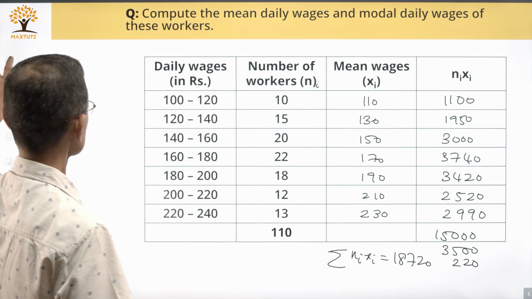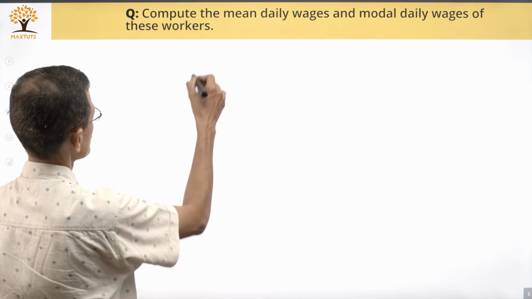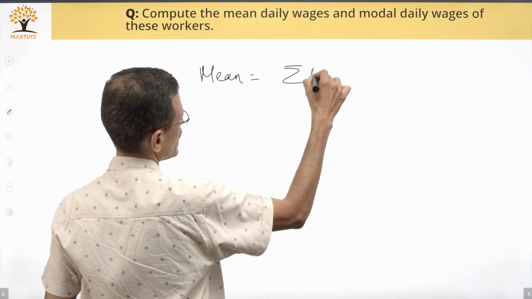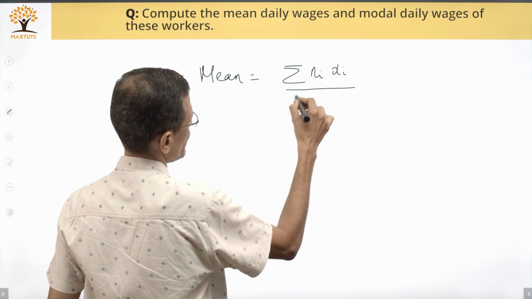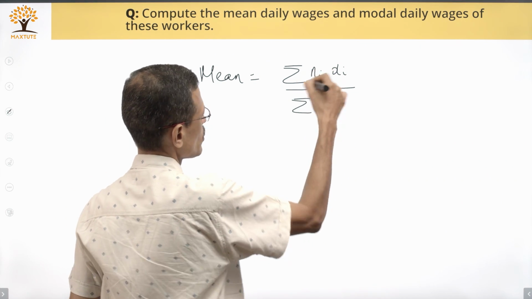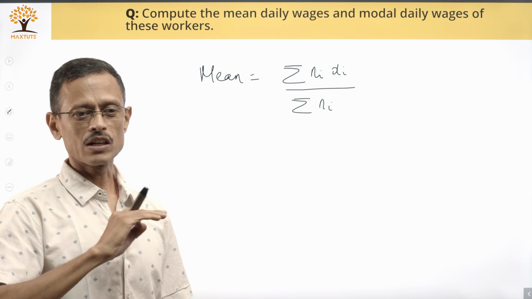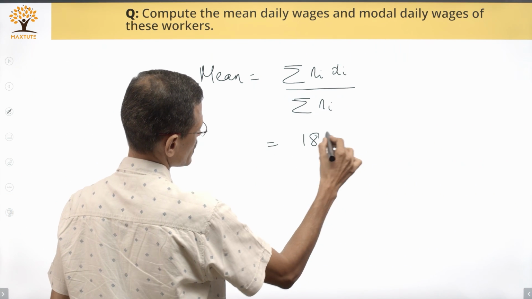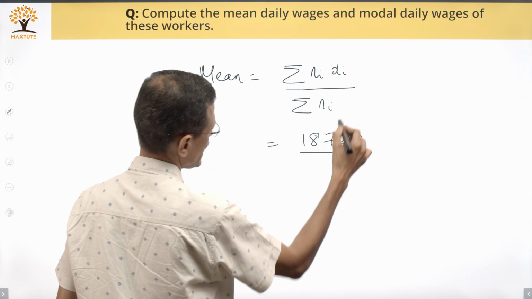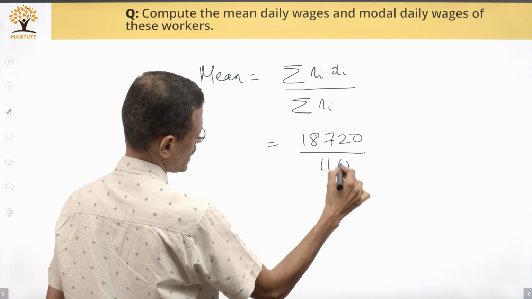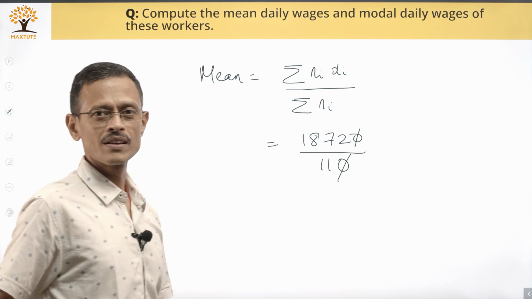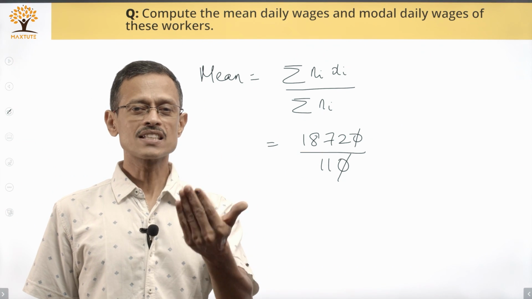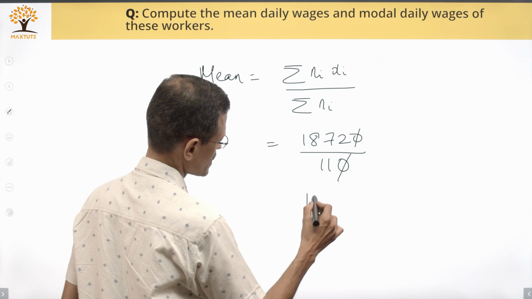So, what is the mean wage for this entire data? Mean is computed as follows, which is sigma Nixi divided by sigma Ni. You can call it as Fixi by Fi, all of that is perfectly alright, right. We have computed this value to be equal to 18,720. Sigma Ni, total number of workers, is equal to 110, cancel these two zeros. Now, we know 187 as a number is divisible by 11. So, 1870 by 11 is equal to 170.